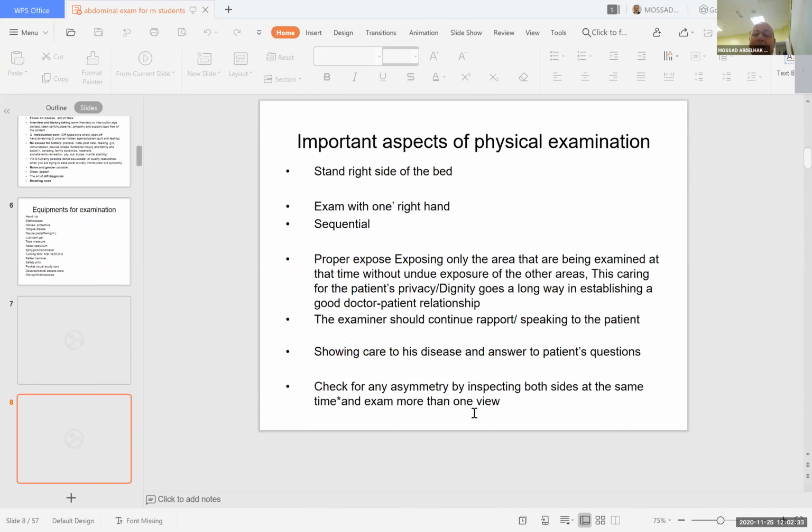Again, to examine the abdomen or any organ after observation from the bedside, you must stand to the right side of the bed and examine with your right hand. You must have your sequence of examination. You must give a good exposure. You must take care of his disease and answer any question of the patient. Don't neglect it, please.